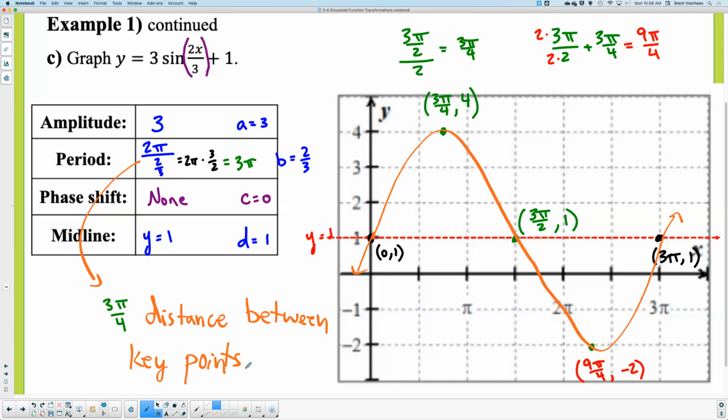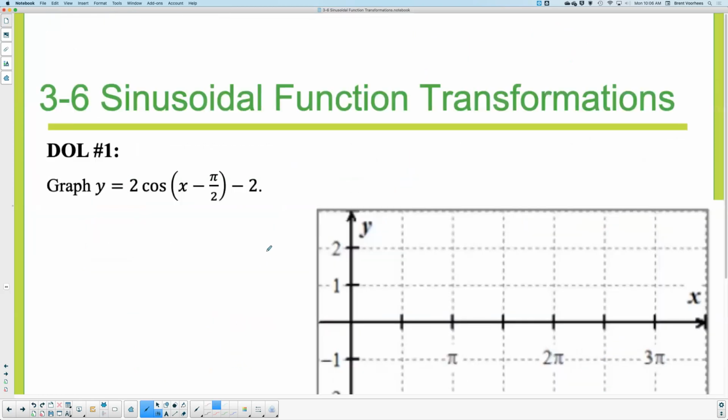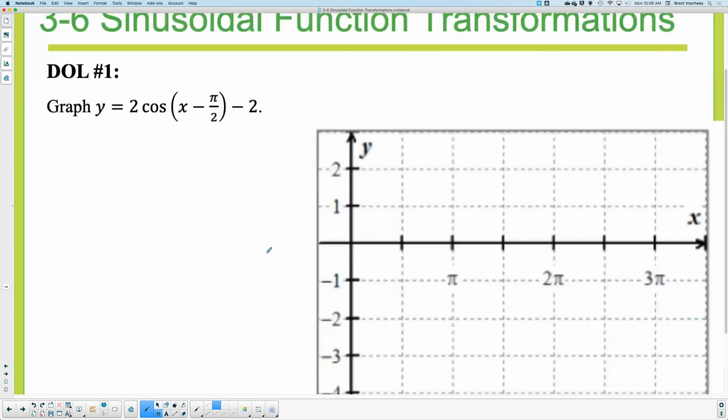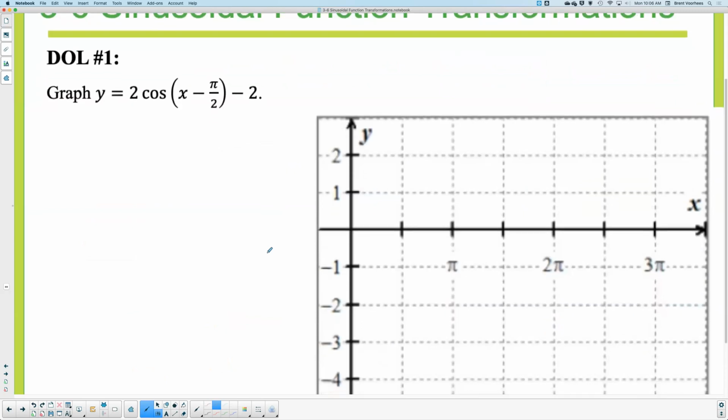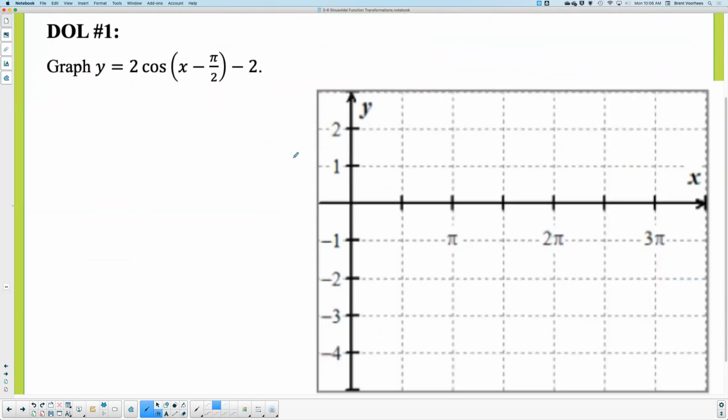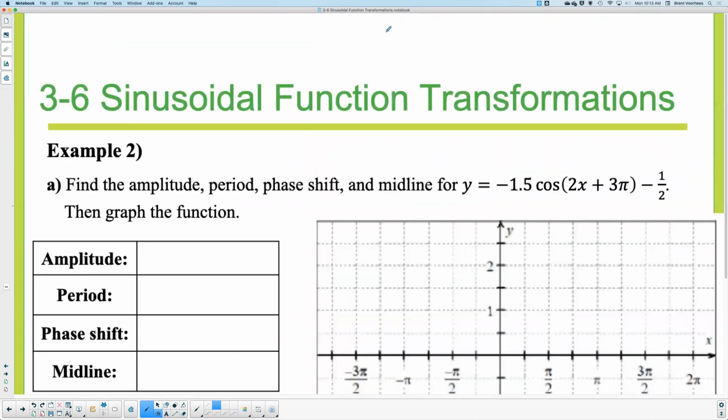Okay, you see me roll through this now 3 times? I'll let you try one on your own here. Do number 1. Let's move on. Example 2.